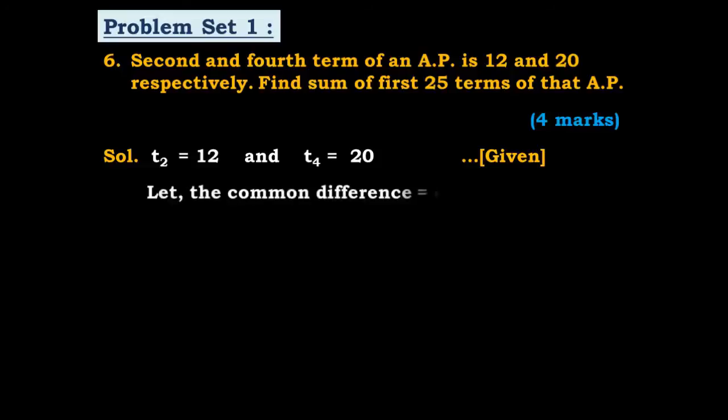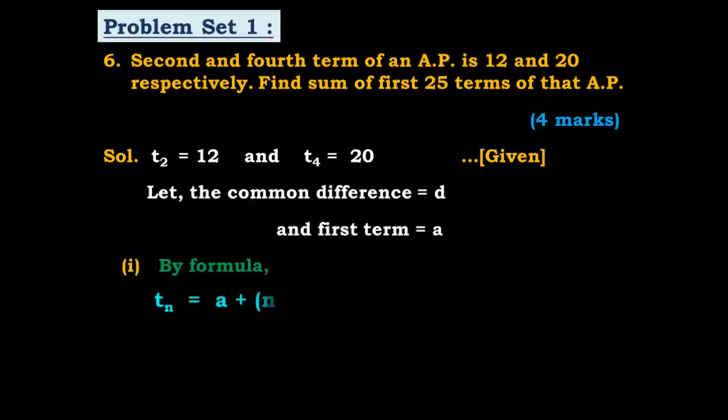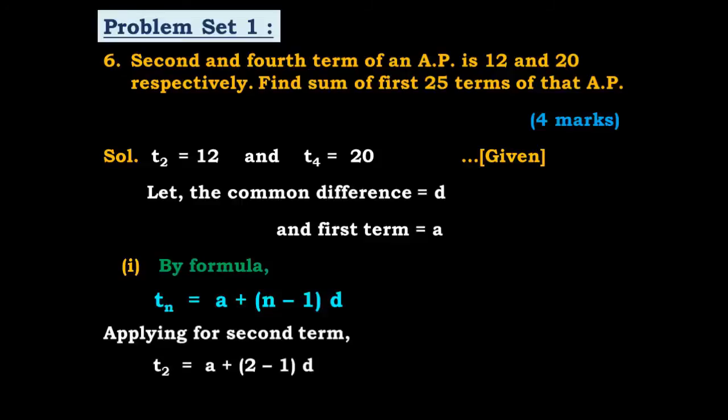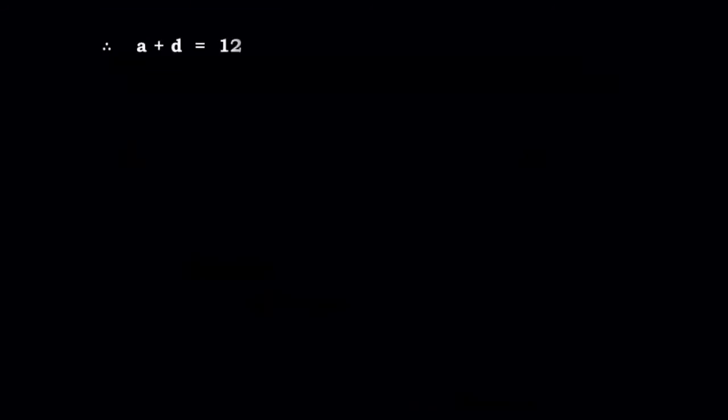So let the first term be A and the common difference be D. Now by using the formula Tn is equal to A plus (n minus 1) into D, for the second term Tn will become T2. A plus (2 minus 1) into D. So T2 is 12, 12 is equal to A plus D. Similarly we can apply it for the fourth term also. So we have the first equation, A plus D is equal to 12.